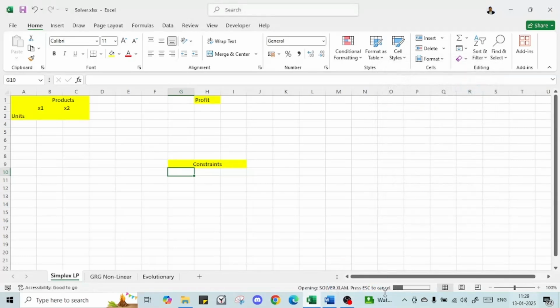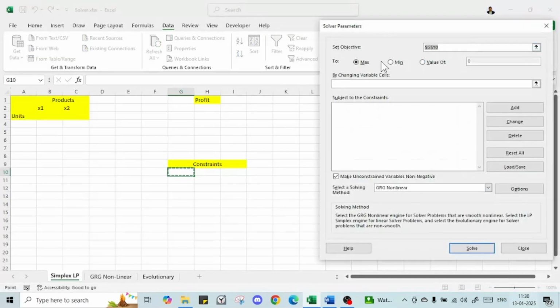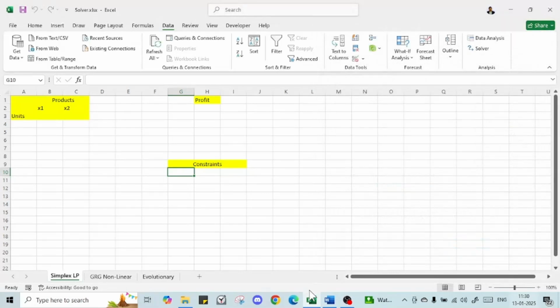Here we see that the Solver is being added, and if you go to the Data tab, you can see the Solver over here in the Analysis section. Let's open it. We talked about the three mathematical methods used to calculate, right? So let's see where the three methods are. Here you set the solving method. There are three types of methods, as discussed: GRG Nonlinear, Simplex Linear Programming, and Evolutionary. So let's get going.